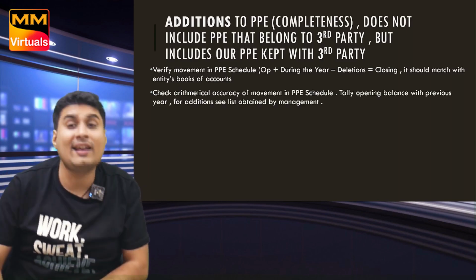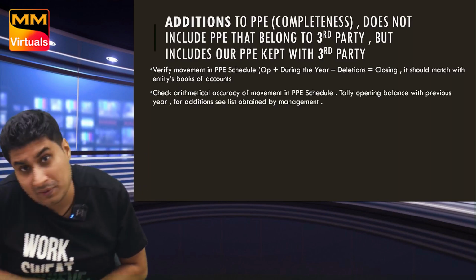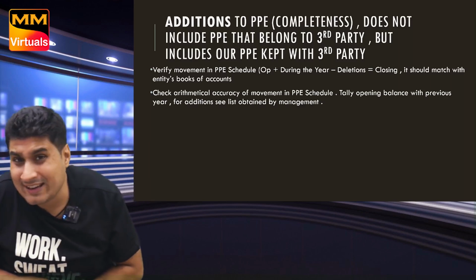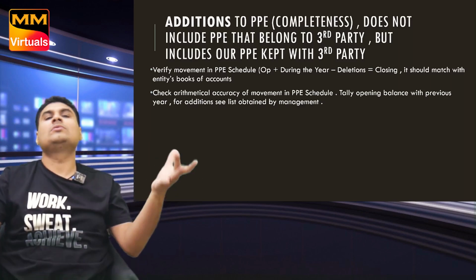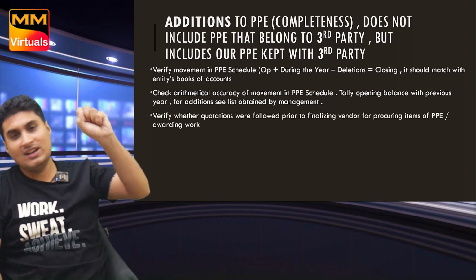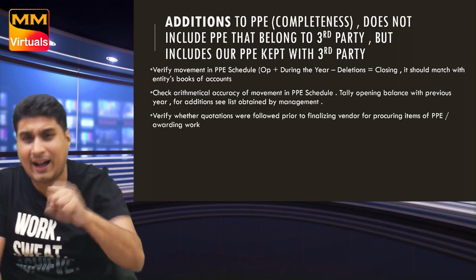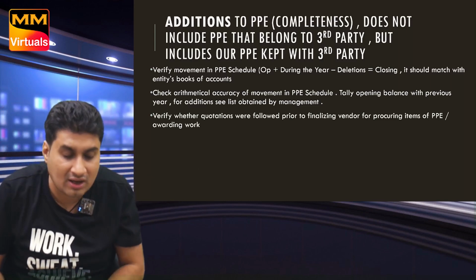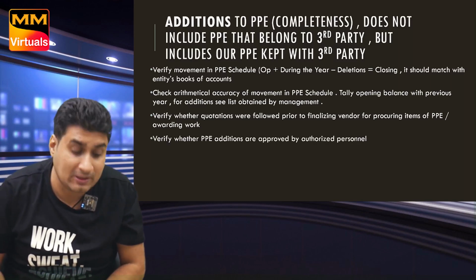Check arithmetical accuracy. Figures also trace opening balance with last year. Add additions, minus deletions should match with closing. Now additions we want to check. Verify quotations were asked before buying the machine. If they were asked, then the system is perfect.